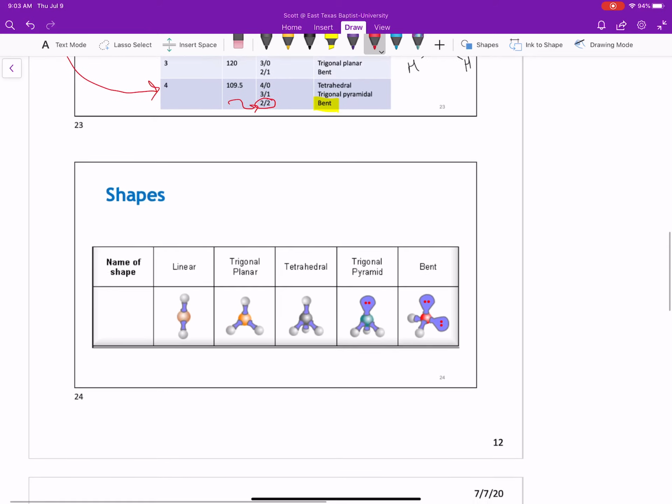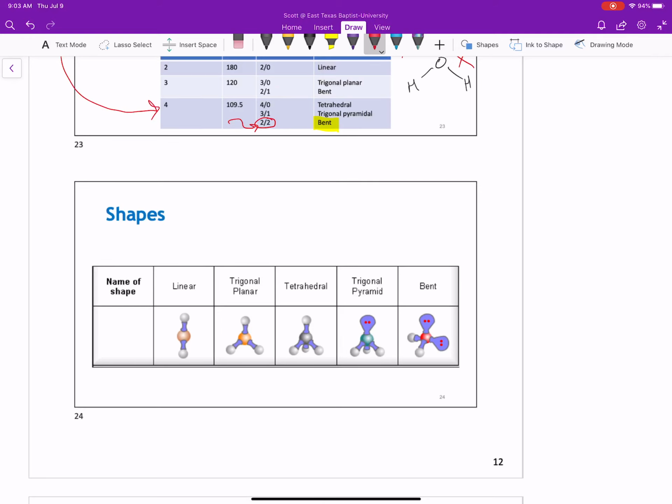Here are some other important shapes you might see: linear, trigonal planar, tetrahedral, trigonal pyramidal, or bent. These are some important shapes for this class. Linear is one you might see actually with, say, acetylene.